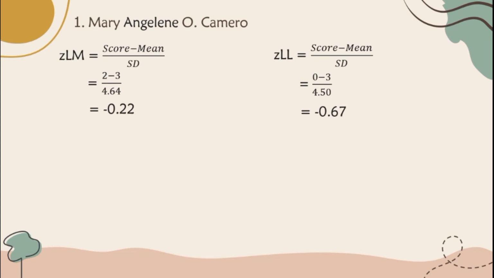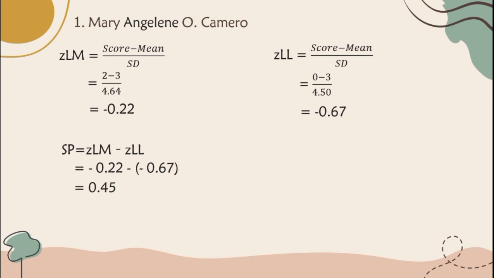After computing each child's ZLM and ZLL scores, one can then go on to compute each child's social preference score, which is as follows. The formula for finding the social preference, or SP, is the z-score for the like most minus the z-score for the like least. So the z-score for the like most of Mary Angeline is -0.22, minus her z-score for the like least, which is -0.67. And it is equal to 0.45.